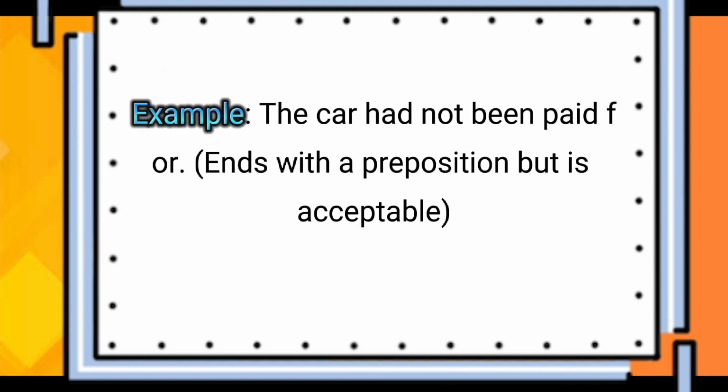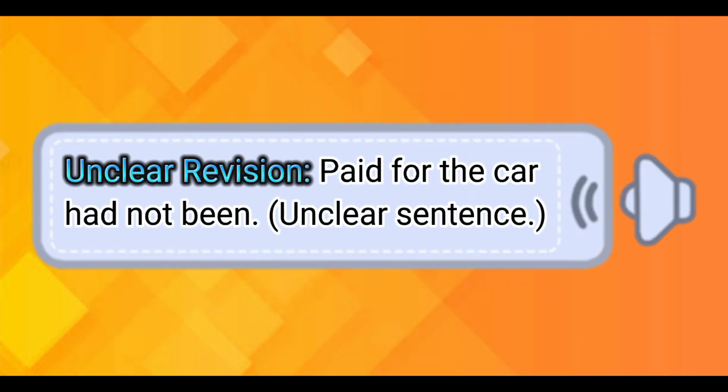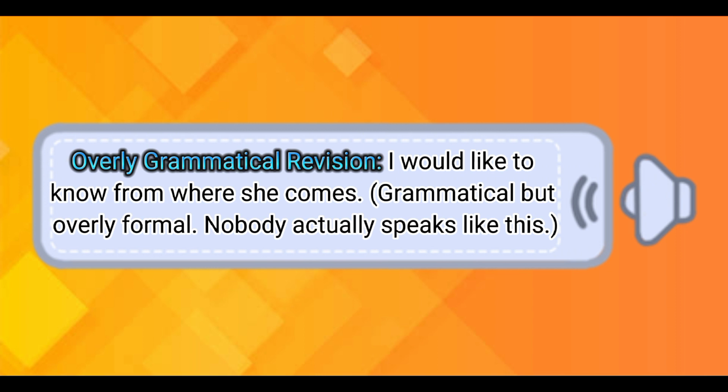Example: The car had not been paid for. Ends with a preposition but is acceptable. And clear. Revision: Paid for the car had not been. Unclear sentence. Overly grammatical revision: I would like to know from where she comes. Grammatical but overly formal. Nobody actually speaks like this.